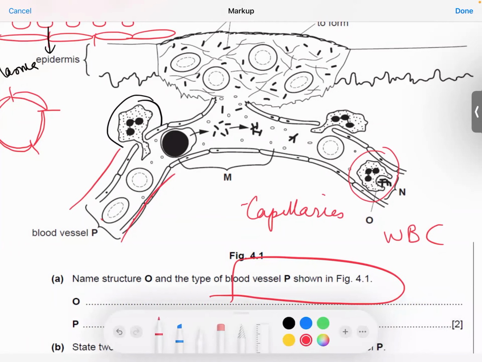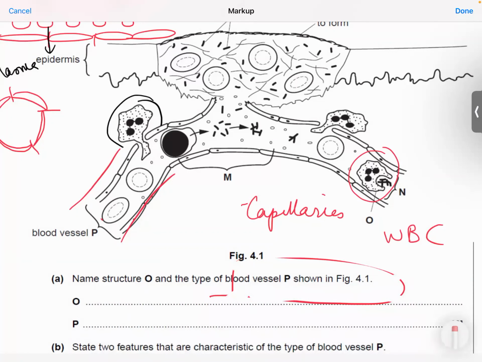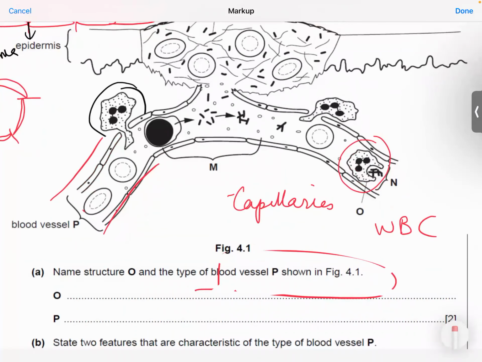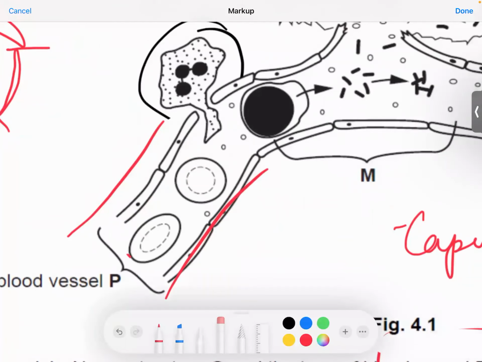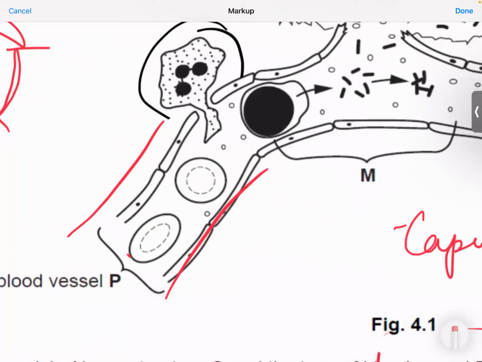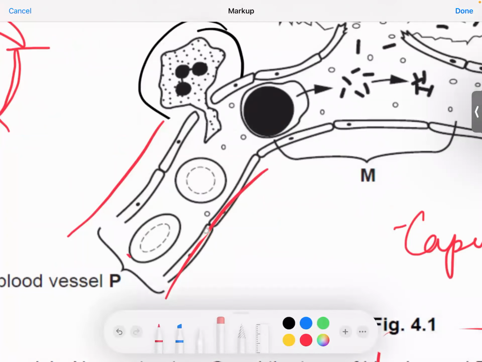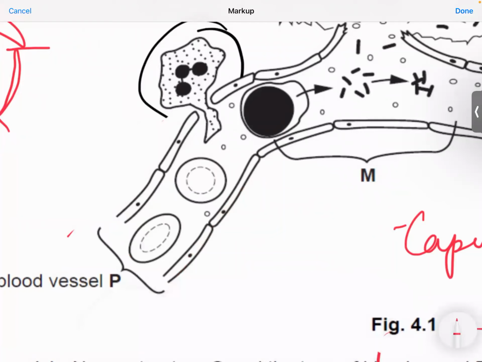अच्छा, कैसे कैपिलरी है? सबसे आसान जो तरीका है ना, इनफैक्ट दूसरे वाले पार्ट में पूछा भी था कि state two features that are characteristic of the type of blood vessel P. So the features that are characteristic of type of blood vessel P is that the wall is extremely thin. ये जो आपकी इसकी wall है, is extremely thin. Let me just rub this and I'll tell you how.